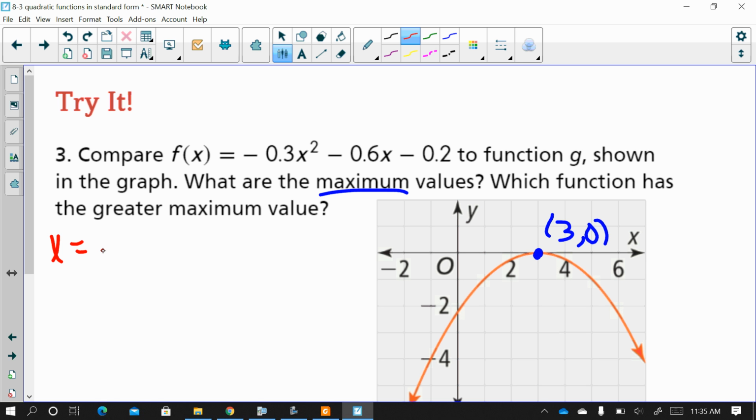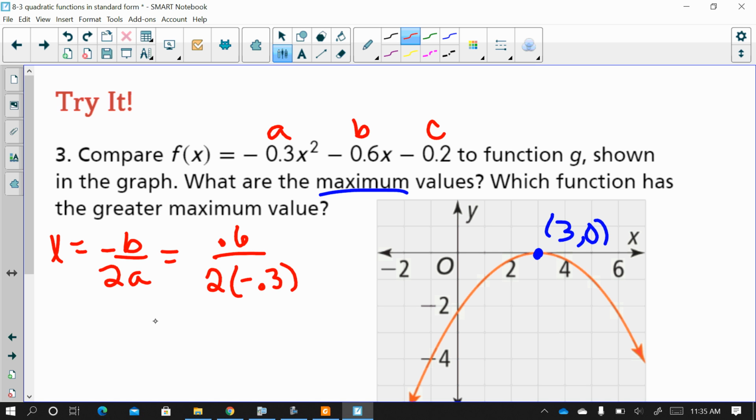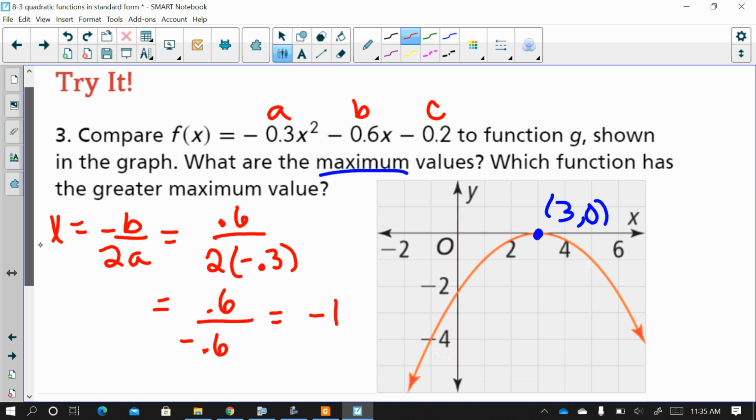So x equals negative b over 2a. Here's a, here's b, here's c. So b is negative 0.6, so negative b would be a positive 0.6 over 2 times negative 0.3. So I get 0.6 over negative 0.6. That just gives me a negative 1. So so far I have negative 1 comma something.